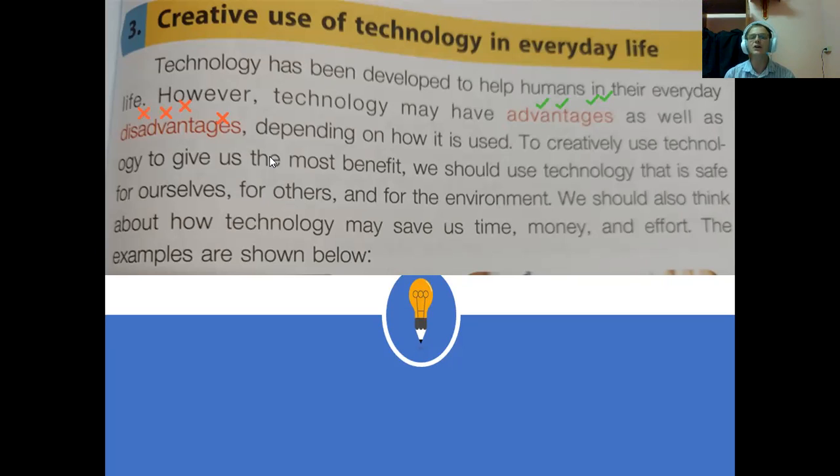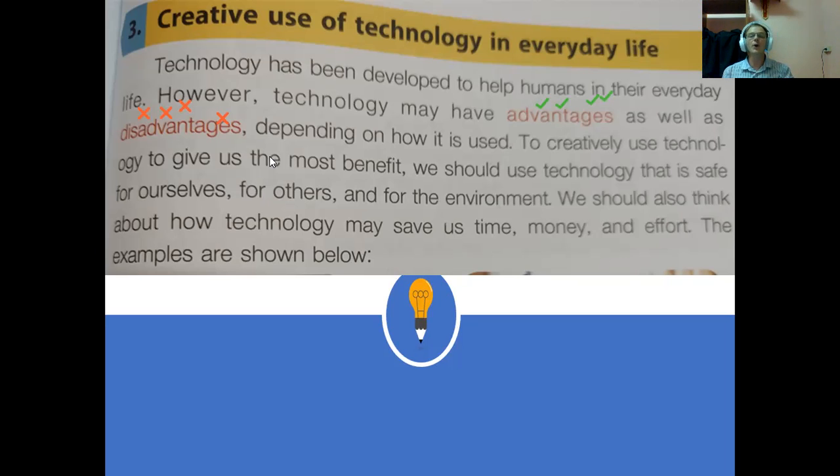So we need to try and use technology safely. Why? Because we don't want to damage the planet. We don't want to cause harm to Earth, because this is our home. We have to take care of our home. Otherwise, if we destroy our home, where will we live? We cannot live on the moon and we cannot live on Mars yet. So currently, we have to take care of Earth so that we can live here for many years.